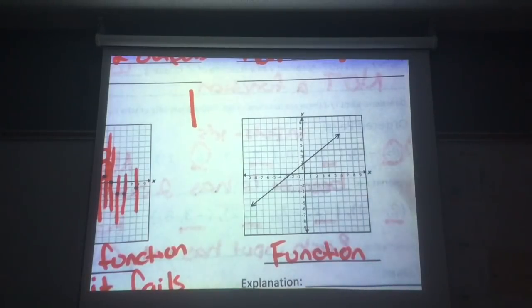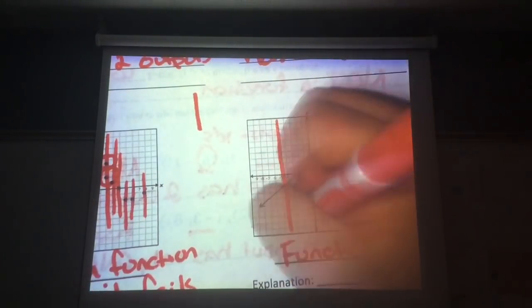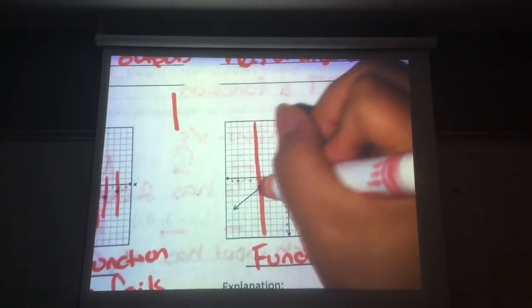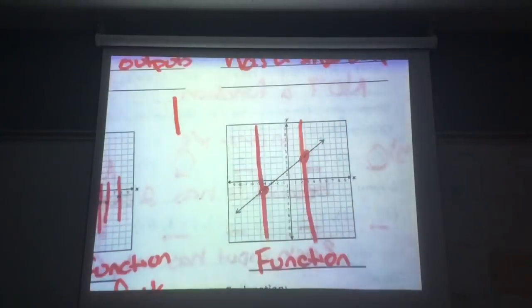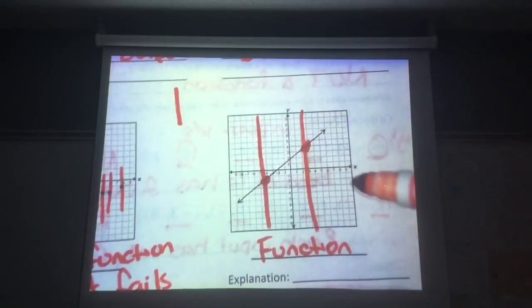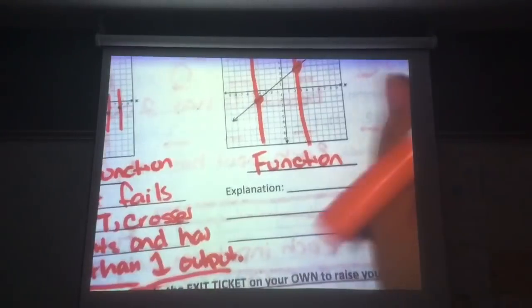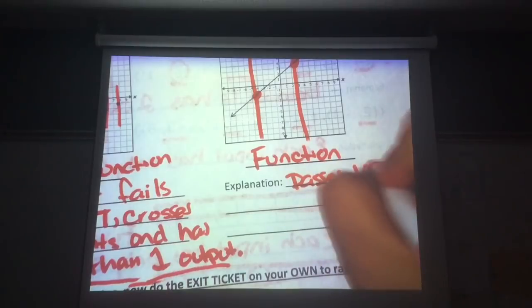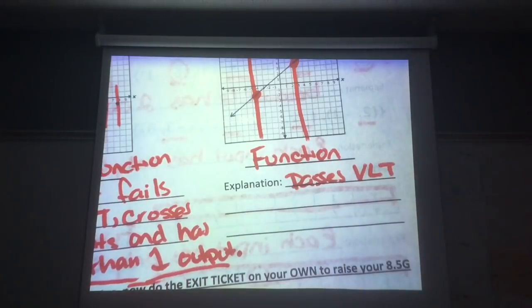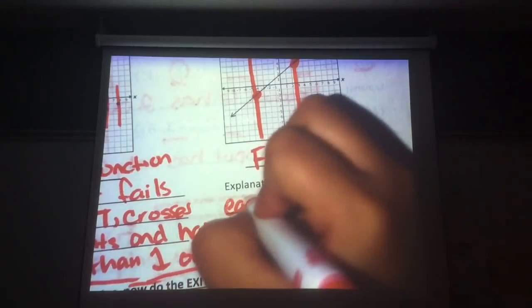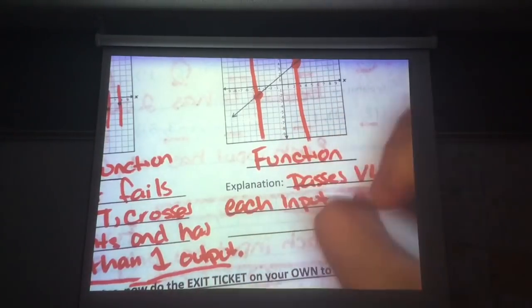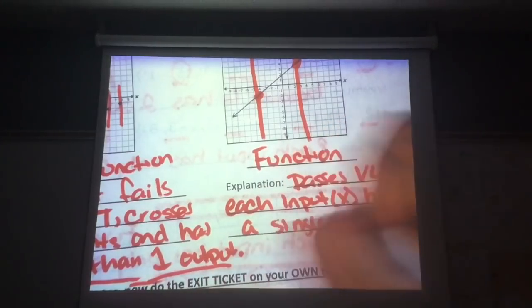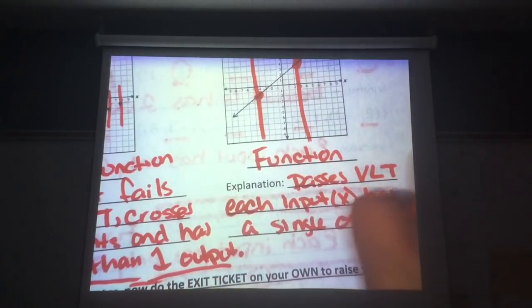If you want something more visual, we can draw a couple of vertical lines just randomly anywhere. And if we look at these two random vertical lines, it only crosses once at this point. It only crosses once at this point. So there is no point on my graph where it crosses more than once or has more than one output. So it is a function because it passes the vertical line test, which means that each input, or x, has a single output, or y.